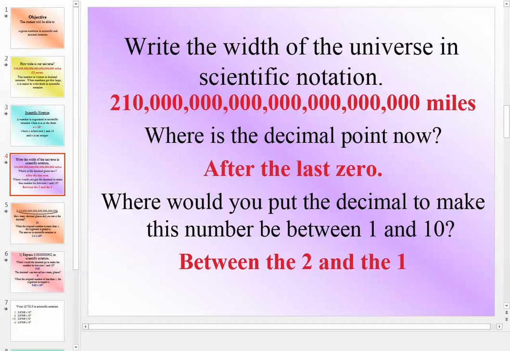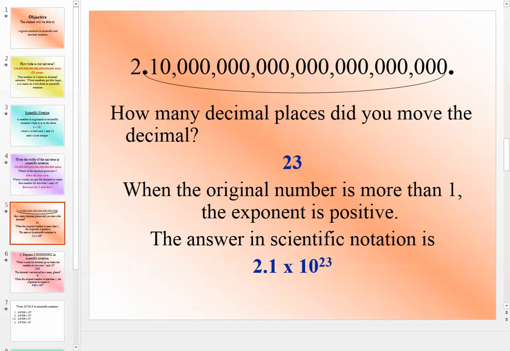This means we need to move the decimal point 1, 2, 3, 4, 5, 6, 7, 8, 9, 10, 11, 12, 13, 14, 15, 16, 17, 18, 19, 20, 21, 22, 23 places. That's how many places we're going to need to move the decimal point. So how many places are we moving? We moved 23 positions. So that's the number that goes after the 10. That's the integer that goes in that n position.